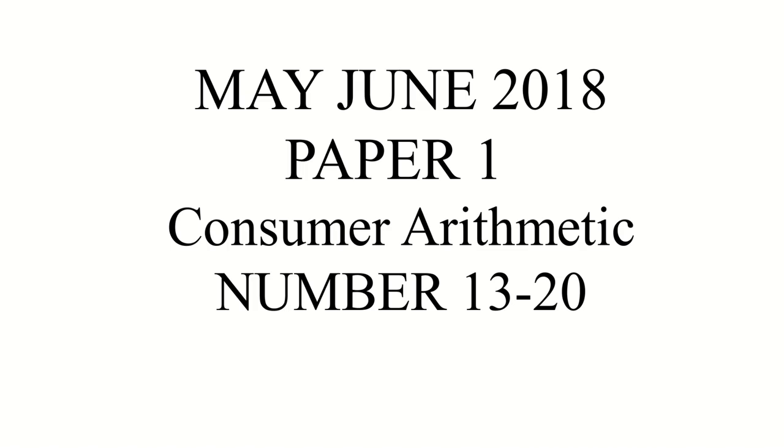Let's look at May, June 2018. Paper 1, Consumer Arithmetic, number 13 to 20. Let's look at this one. A man's taxable income is 20,000. He pays a tax at 28%. This is a new question. Let's look at this question here. We want to know his tax.